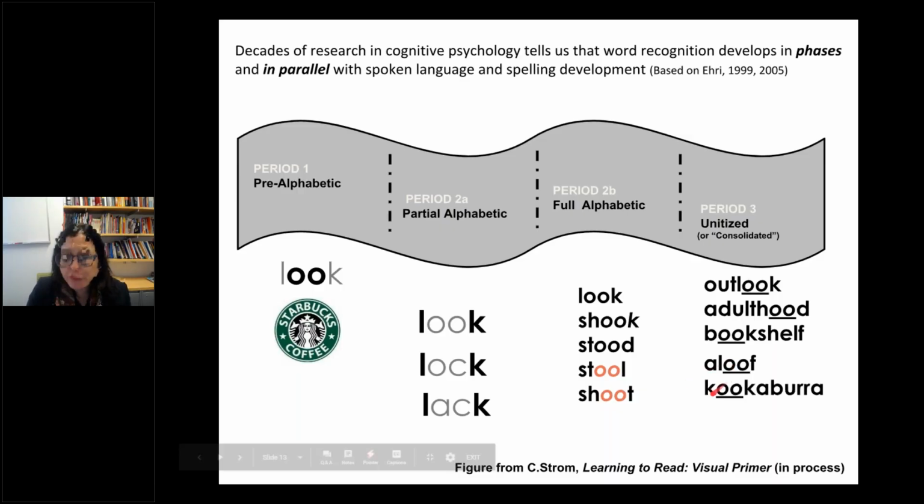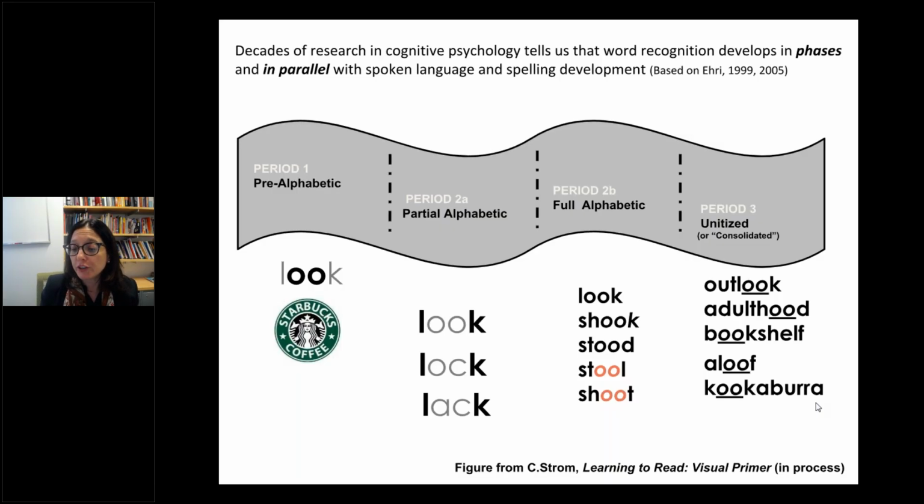And aloof and kookaburra were lifted from an early 3rd grade text. And I chose them because those are perfect examples of when a child will come to these words in 3rd grade and need to learn new vocabulary. And they have this opportunity to learn this new vocabulary, but they're going to have a really hard time learning the vocabulary if they don't know how to pronounce the word.